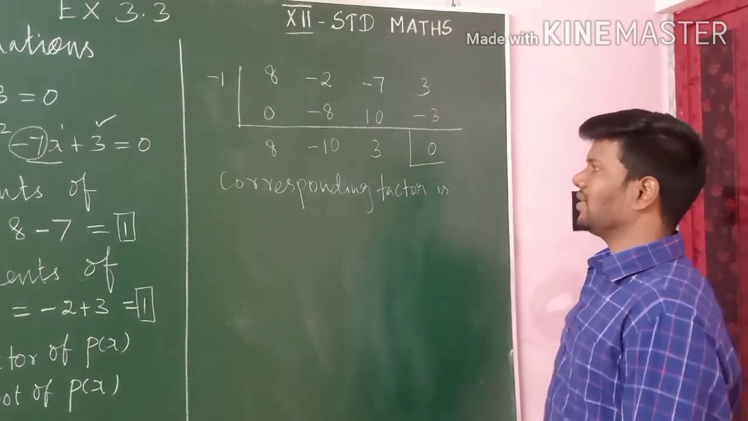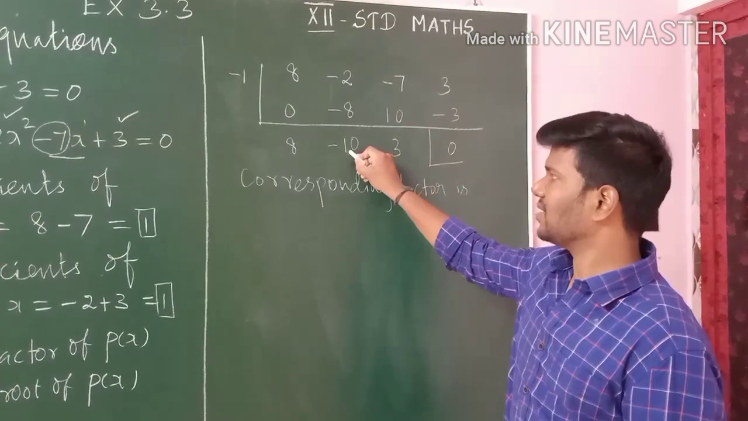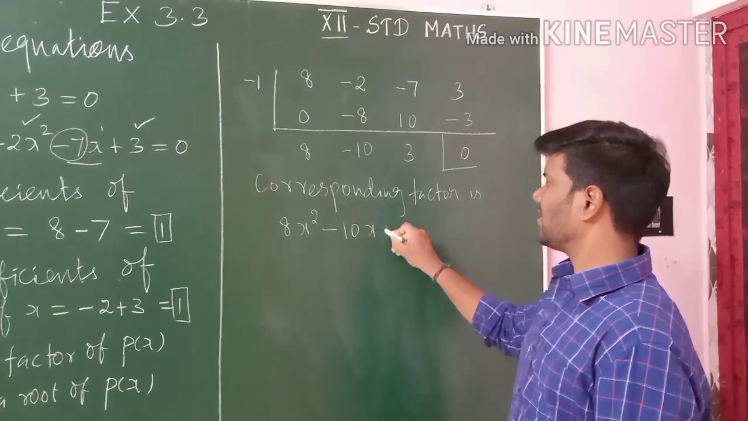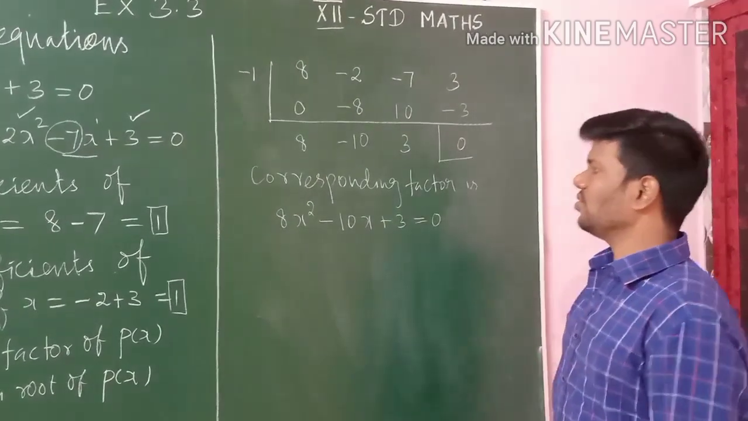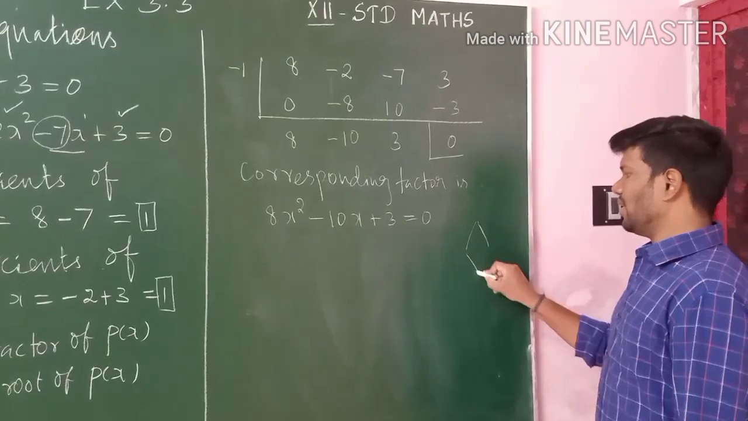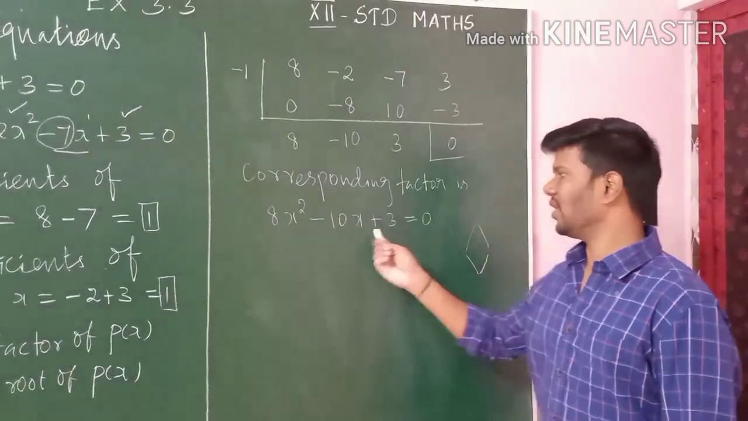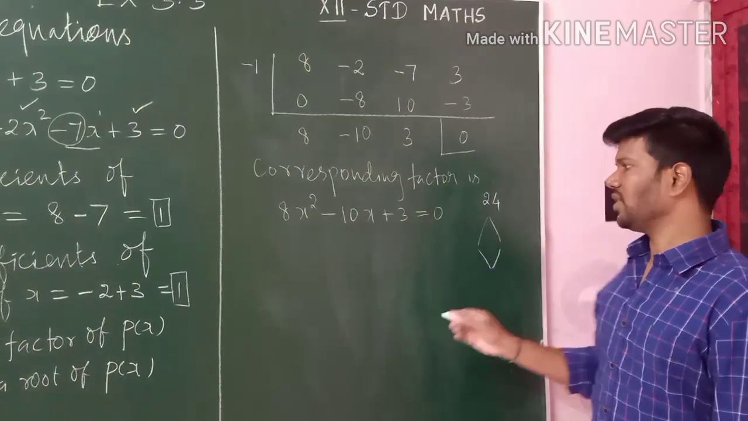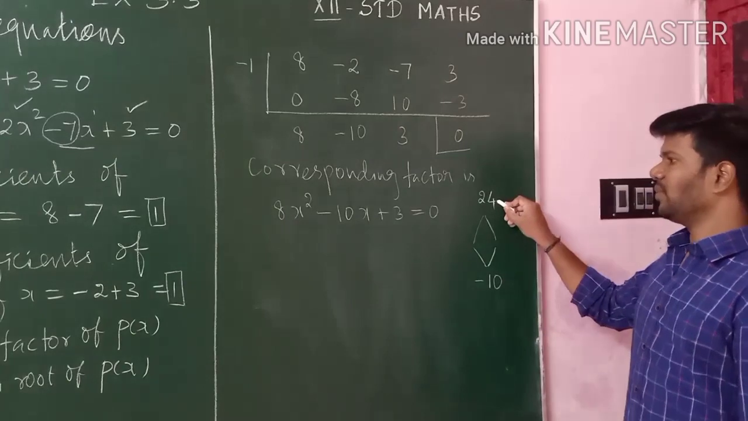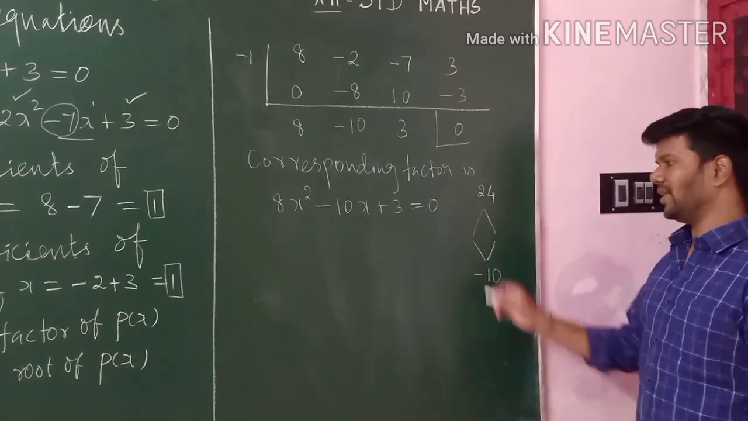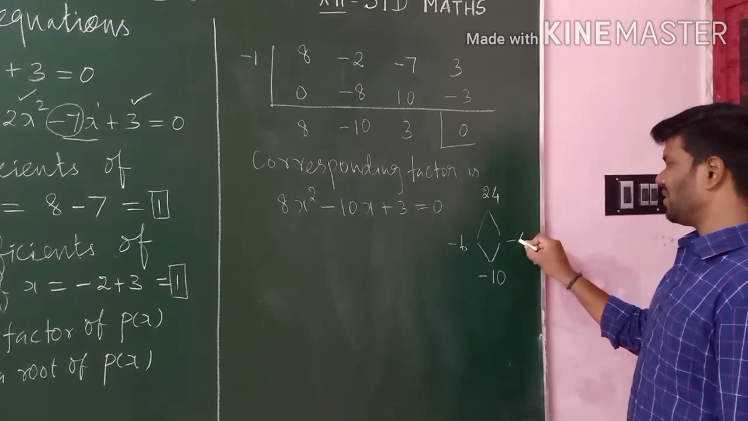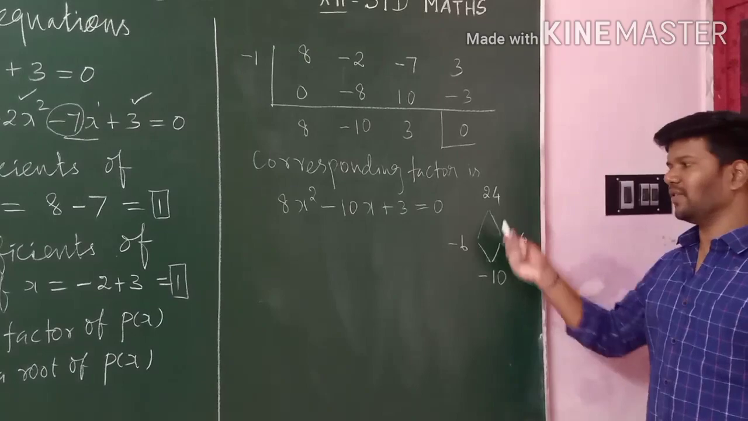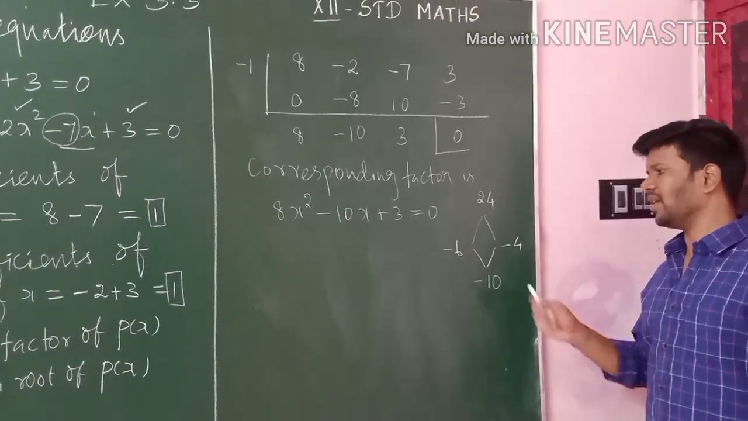The corresponding factor is the constant term and x square term. So 8x square minus 10x plus 3 equal to 0. How do we factorize? Take the coefficient of x square, multiply with the constant term. 8 3s are 24, and the coefficient of x is minus 10. Multiply to get plus 24, add to get minus 10. So we will select minus 6 and minus 4. Minus into minus is plus, 6 4s are 24. Minus 6 minus 4 adds to minus 10.